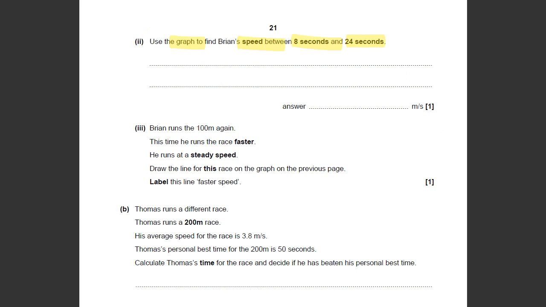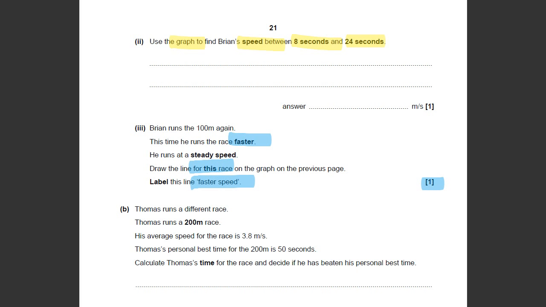Next section. Brian runs the 100 meter again. This time he runs faster. So this question is all about representing a faster speed on the graph. He runs at a steady speed, so there's no pause. Draw the line for this race on the graph of the previous page and label this line faster speed. So just 1 mark again.